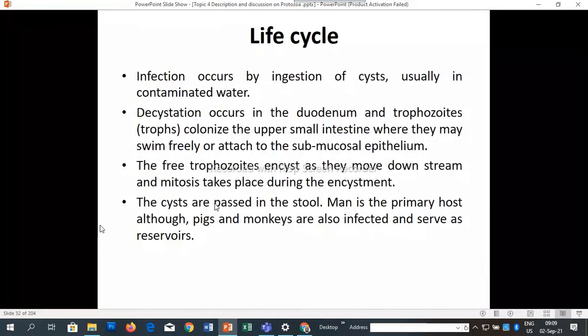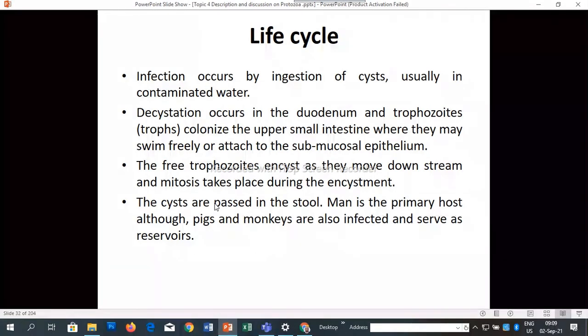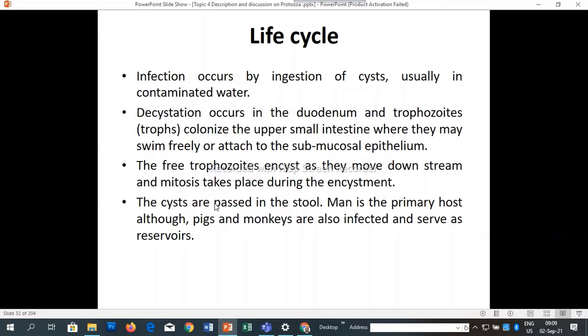So infection of Giardia lamblia occurs by ingestion of the cyst, usually in contaminated water. Dissociation occurs in the duodenum, and the trophozoites colonize the upper small intestine, where they may swim freely or attach to the epithelium. Free trophozoites will encyst again as they move downstream, and mitosis takes place during their encystment. The cysts are then passed in the stool, whereby man is the primary host, but pigs and monkeys also can be infected and serve as a reservoir or source of another infection to humans.